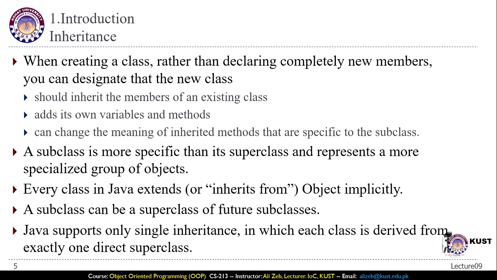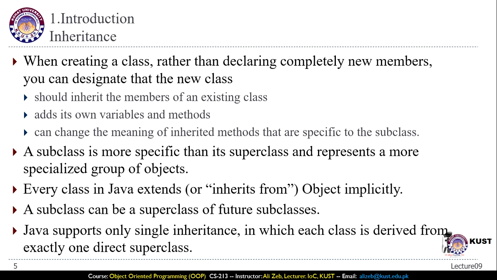So Java allows us to indirectly inherit from as many classes as we can in the hierarchy, but Java supports only single inheritance, which means that we can directly derive from only one superclass. We cannot directly derive from multiple superclasses, and we'll see this in the example in the next video as well, that we cannot inherit from multiple classes at the same time. Java supports only single inheritance. We can go down in the hierarchy as much as we can.